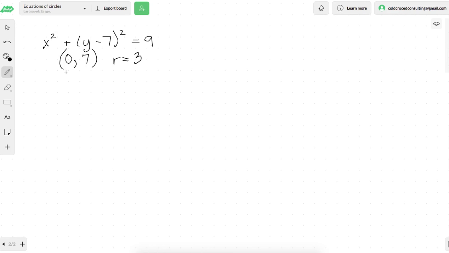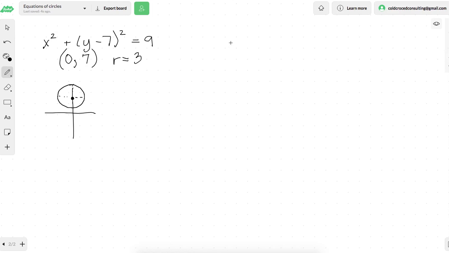So if we take the square root of 9, we get 3. All right, so then all I have to do when I go to graph this is go to 0, 7, say it's right there, and then I count over 1, 2, 3, up 1, 2, 3, left 1, 2, 3, down 1, 2, 3. There's my beautifully drawn circle, and you're done. Okay, so that would be if you're finding the center, finding the radius, and graphing it.